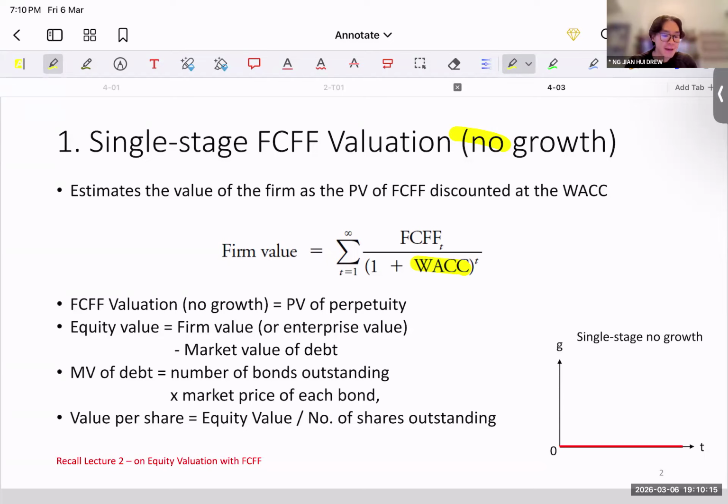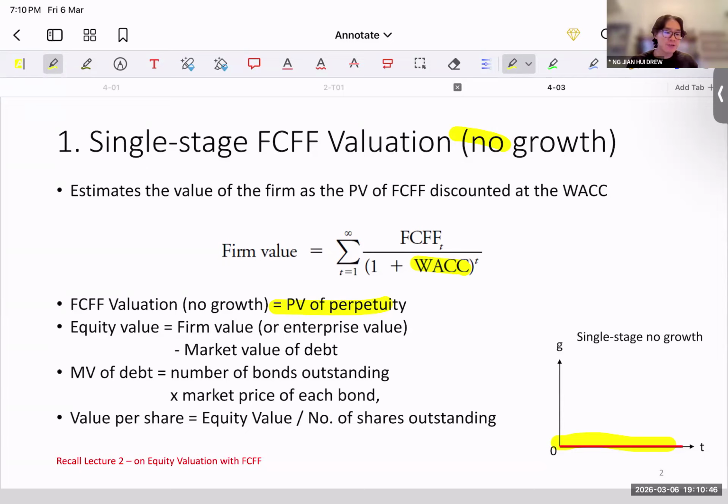Now, for your FCFF, let's focus on this, right? We discussed a couple of interesting things. When there was no growth, meaning g is zero, then we simply use the present value of perpetuity, right? So it's just perpetual. g equals zero, and you'll just have a constant cash flow, right? So we just calculate the present value of the perpetuity of this cash flow.